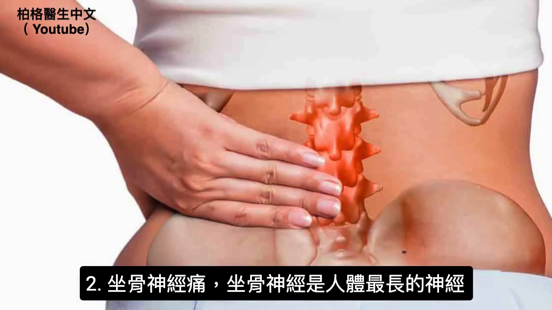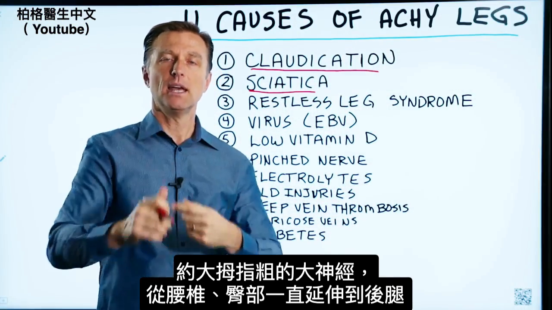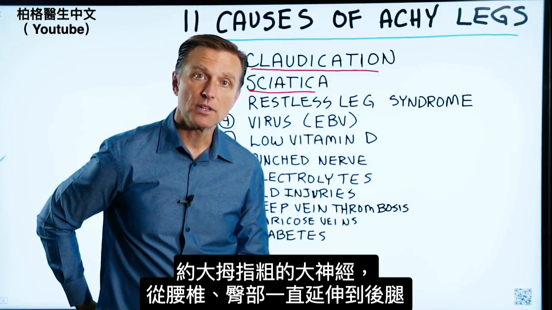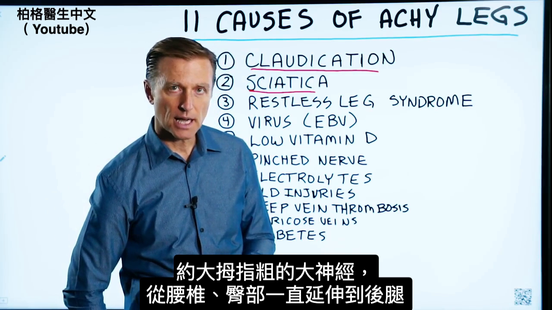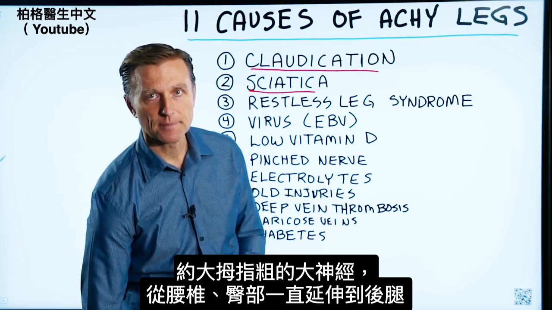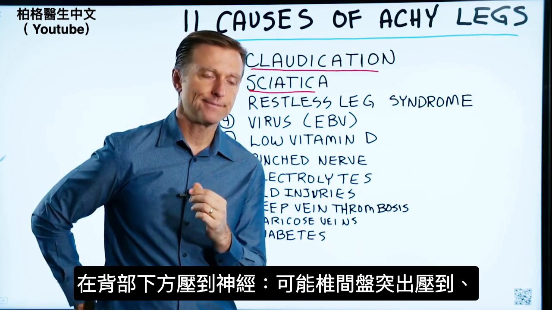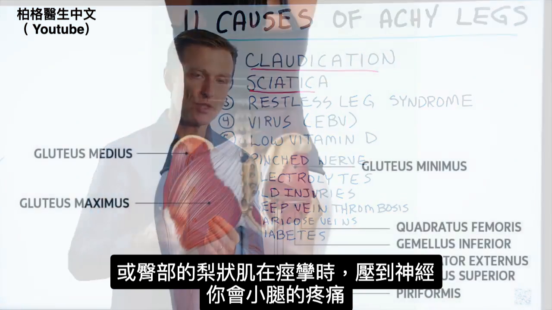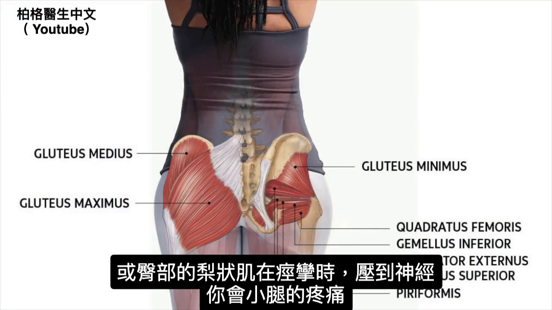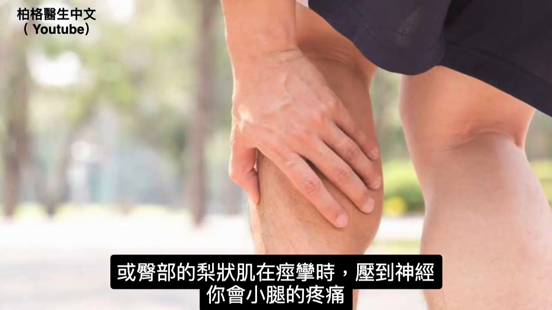Now, the sciatic nerve is the longest nerve in the body. It's about the width of my thumb, and it originates from the lumbar vertebra, and it forms this big nerve that goes in the back part of the buttocks down to the back of the leg. So you could either have a pinch in your lower back from a disc protrusion or something, or you could have a pinch in the location of the buttocks by a muscle called the piriformis. If it's in spasm, it could pinch that nerve. And you can experience achiness in the lower part of the leg.